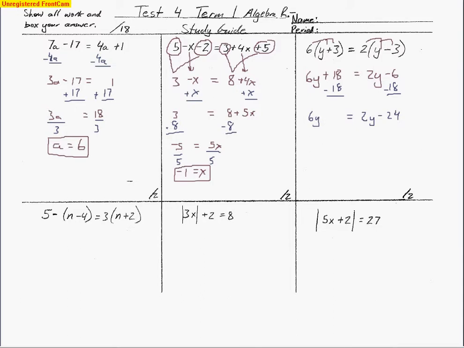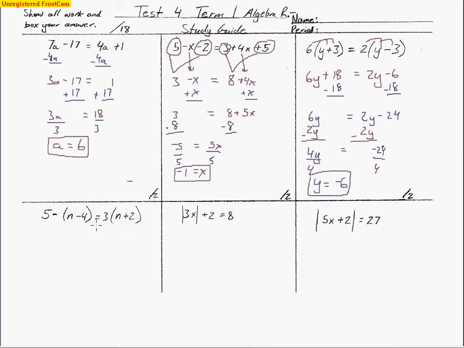So now I got to bring the y's to one side, so I'll go ahead and subtract that 2y from both sides. And when I do that, I'm now left with a 4y equals negative 24. So from this point, I'm ready to finish solving by dividing by 4 on both sides. And notice how I divide a 4 into negative 24, and that leaves me with y equals negative 6.